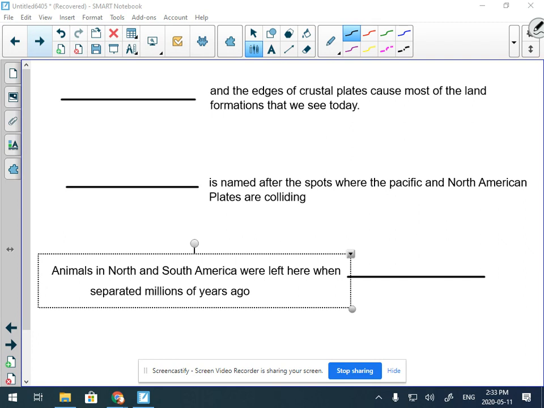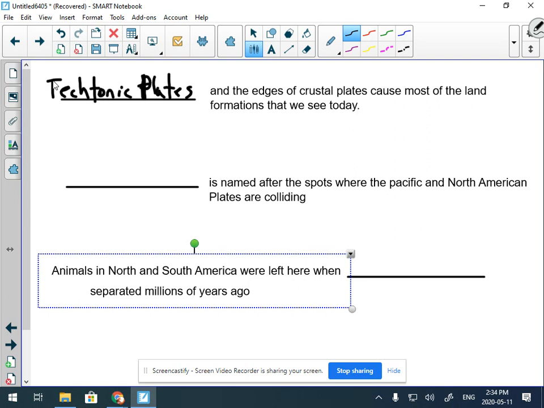There are things called crustal plates, or basically tectonic plates, and we've talked about these before. Tectonic plates and the edges around crustal plates cause most of the land formations that we see today. Okay, now we're going a bit bigger than Alberta, because we are on this massive tectonic plate called the North American plate. And then there's the ocean plate to the west of us, the Pacific Ocean plate.